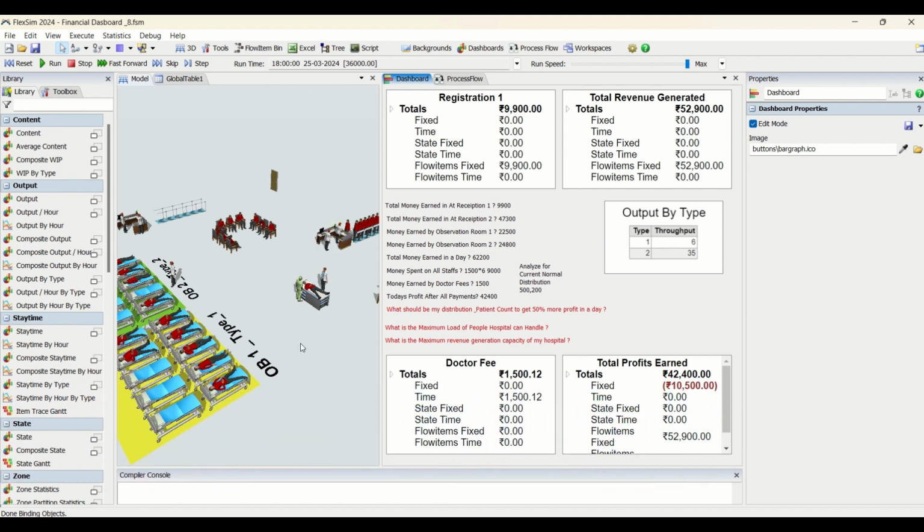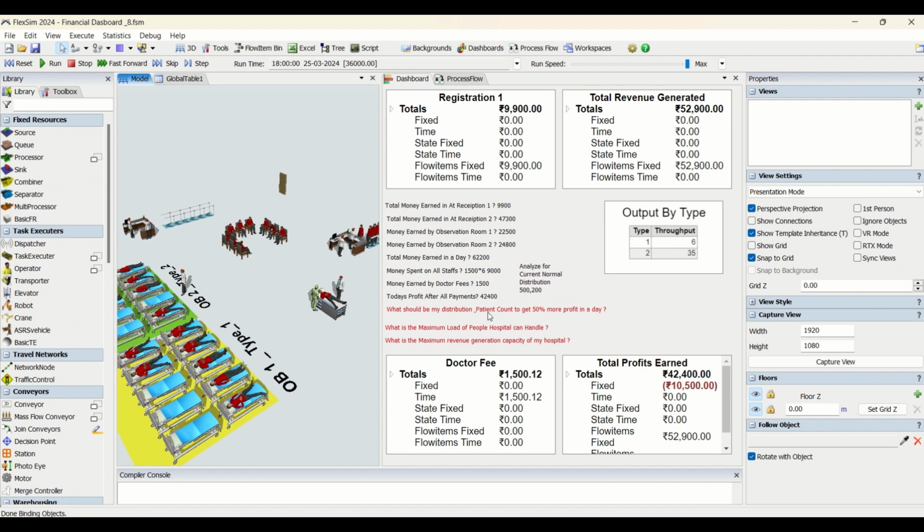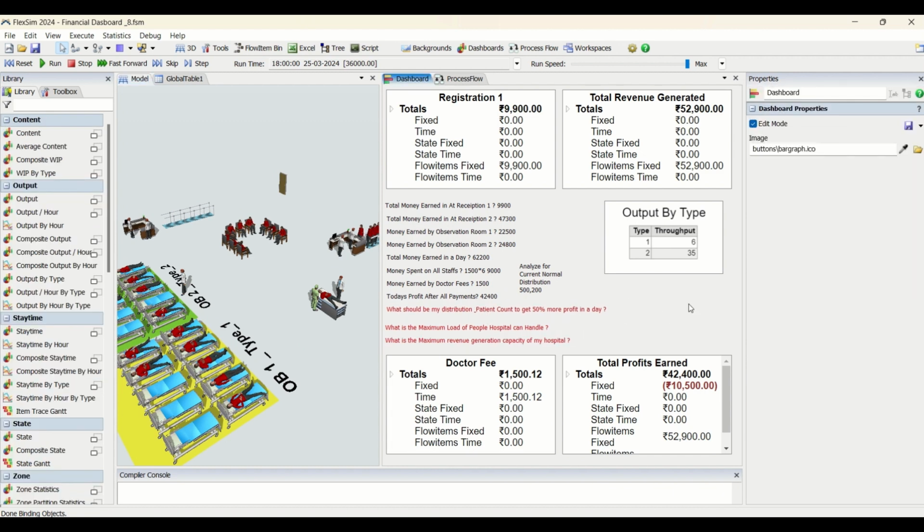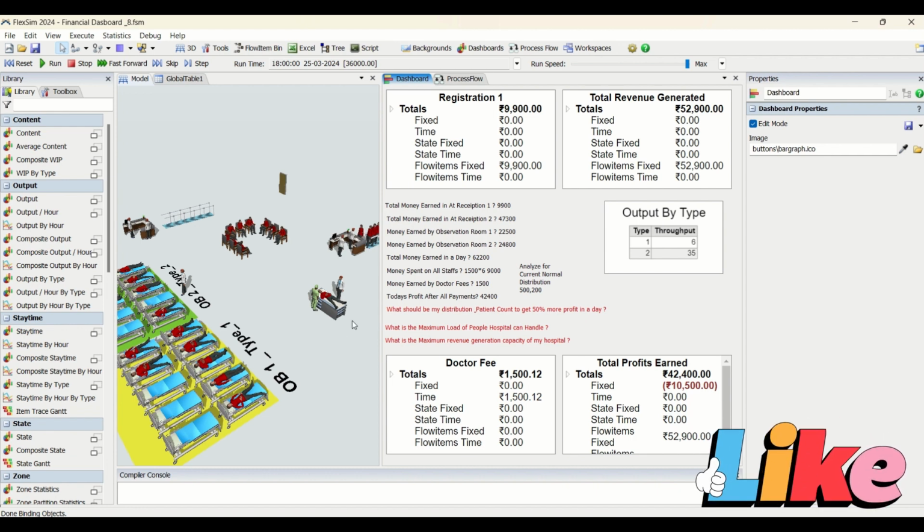And in the next video, we are going to apply some analytical skills. We are going to find out how we can maximize our profit, what is the maximum load of people the hospital can handle, and what is the maximum revenue generation capacity of my hospital. So let us meet in another interesting video.